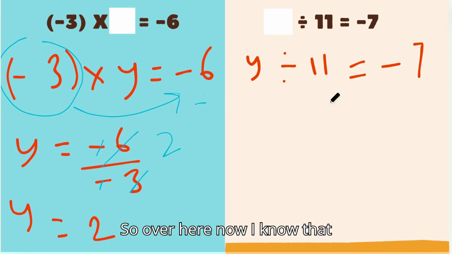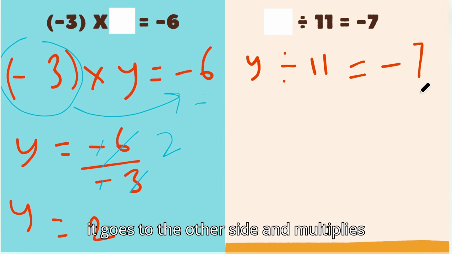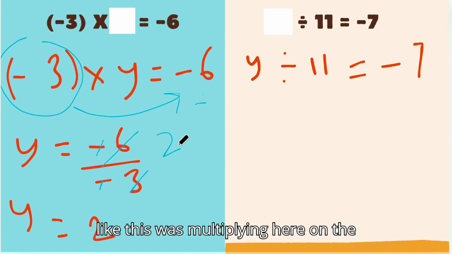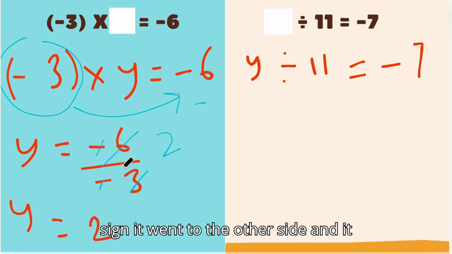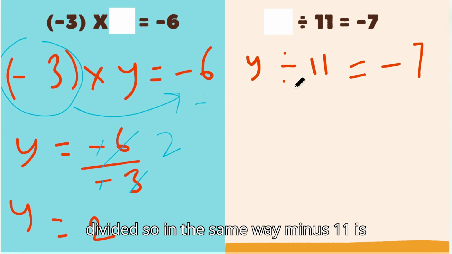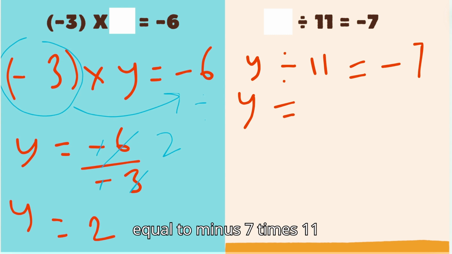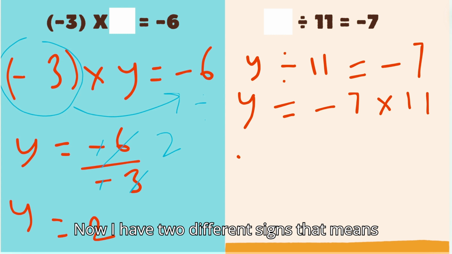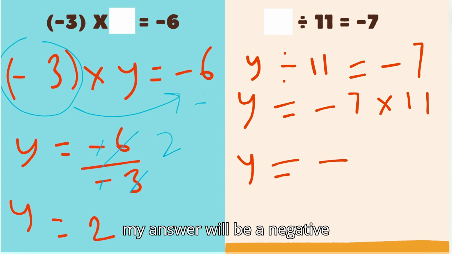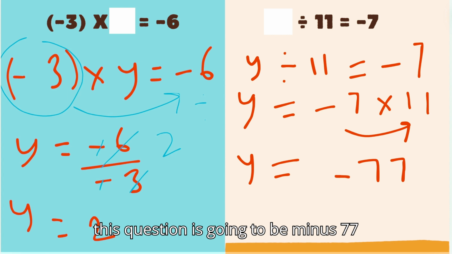So over here, now I know that if something is dividing on this side, it goes to the other side and multiplies. Like this was multiplying here, it went to the other side. Minus 3 was multiplying on one side of the equals sign, it went to the other side and it divided. So in the same way, 11 is dividing on this side, it will go to the other side and multiply. So I get y is equal to minus 7 times 11. Now I have two different signs. That means my answer will be a negative. 7 times 11 gives me 77. So my answer for this question is going to be minus 77.